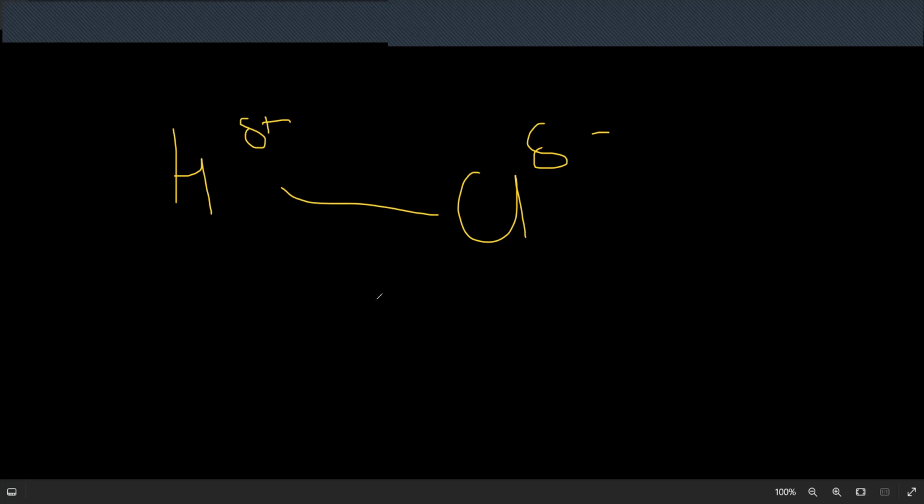So now let's talk about electronegativity. So what is electronegativity? Electronegativity of an element is the tendency or ability of an atom in a molecule to attract the shared pair of electrons towards itself. So let's take an HCl molecule. Here, the shared pair of electrons lie towards the Cl atom, like this. Why? Because Cl is more electronegative than hydrogen.